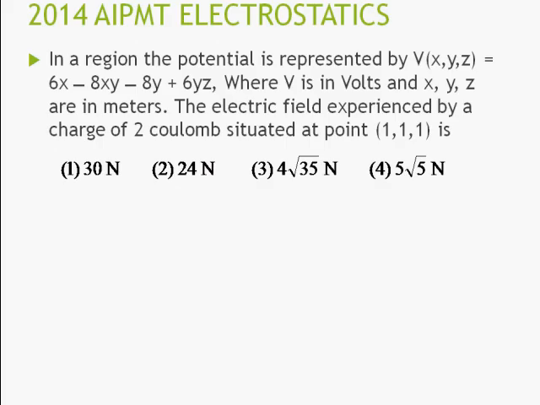So I have to do the concept. Firstly, we have to go for the concept. Voltage is given, we have to find electrical force, that means electrical field. So we know that electrical field is defined as the potential gradient, rather the negative of the potential gradient, minus dV by dx.